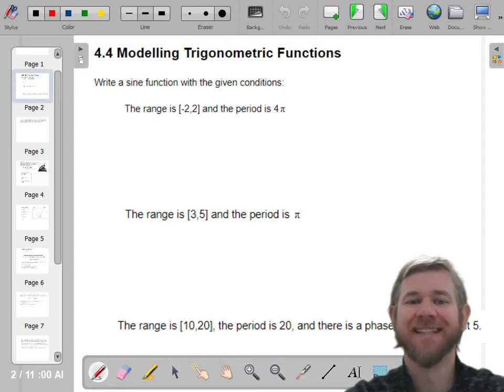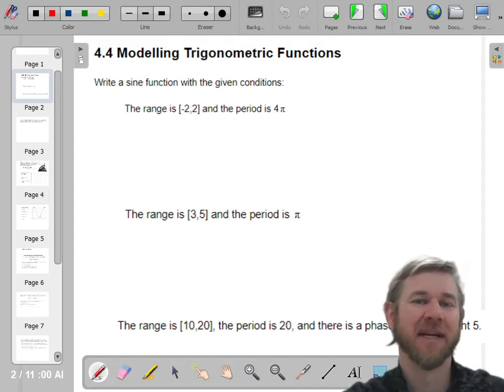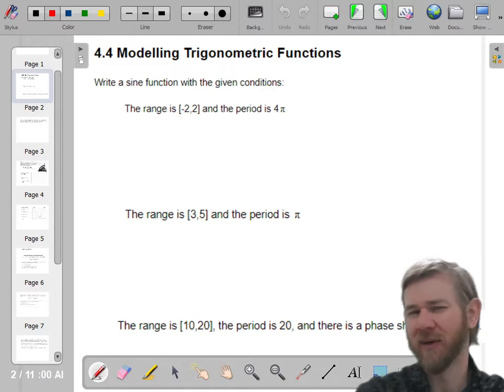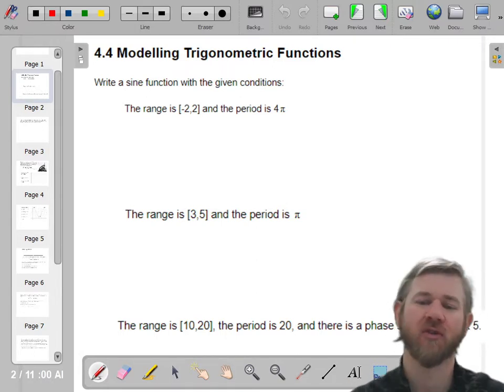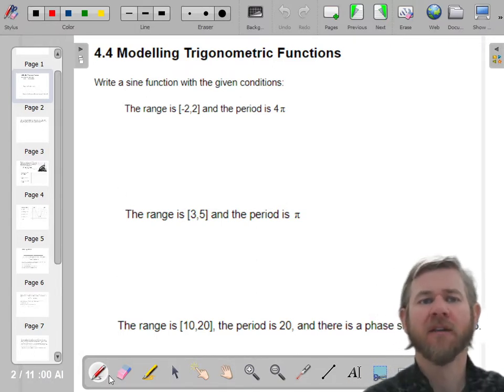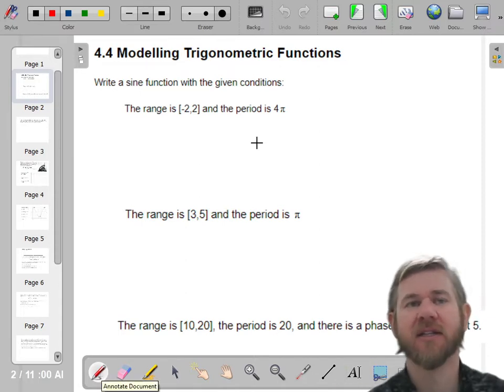Hello ladies and gentlemen, it's modeling time. So we're going to take what we know about trig functions and now we're going to try and create word problems or create functions based on what we know. The first couple are just sort of like, here's some conditions, can you give me an equation?